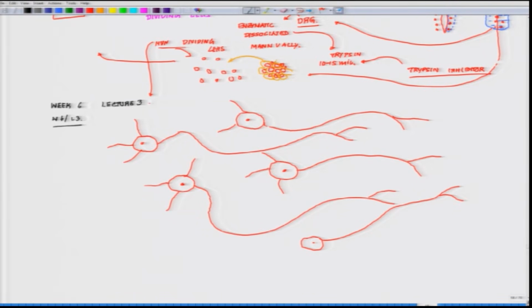Now, at this stage, I told you to allow them to grow 3-4 days, then you introduce the Schwann cells, which are smaller in size. So, once you allow the Schwann cells to get there, what are the possibilities?